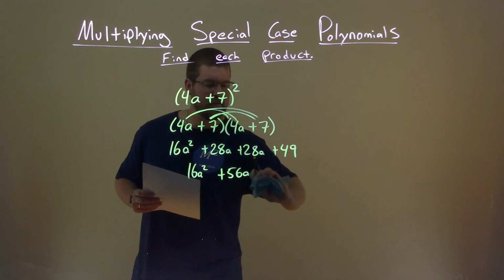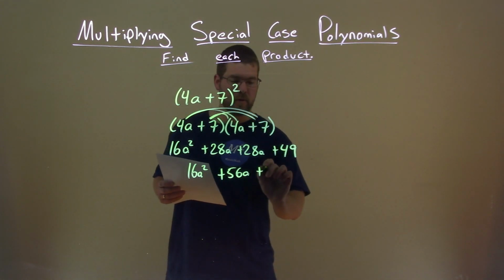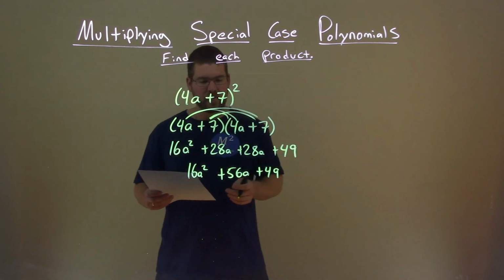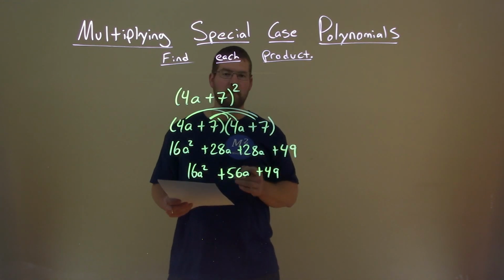Make sure you bring down not just the 9, but the 4 too, plus 49. And there we have it. Our final answer, 16a squared plus 56a plus 49.